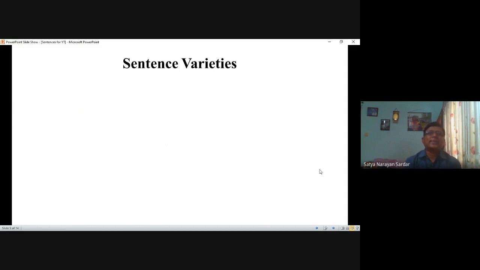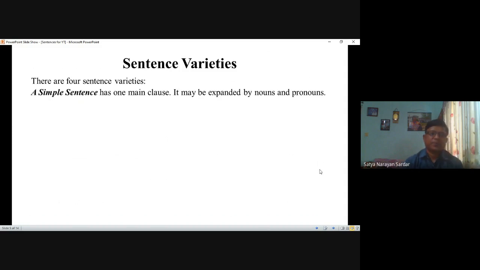Now let's go towards sentence varieties. What are those? Already indicated before. A simple sentence has one main clause. It may be expanded by nouns and pronouns. A simple subject, one of the varieties. My best friend won a race. There is only one verb, one subject.